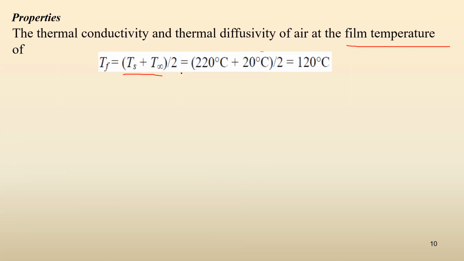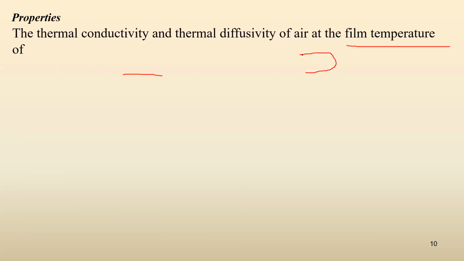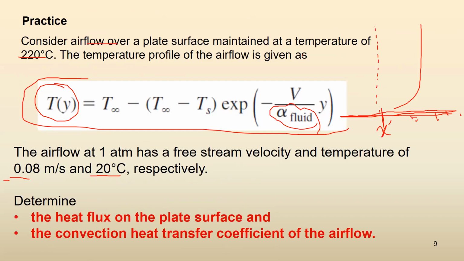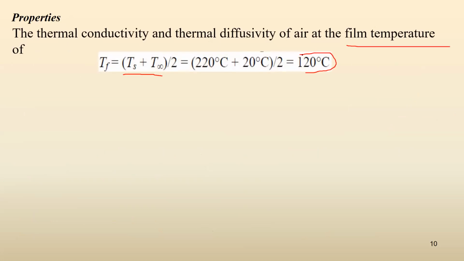Ts plus T infinity over 2, 120 degrees Celsius. At this average temperature, we read the properties. What properties do we need? If you want to use all the equations that we already developed, we need the conductivity of the fluid, not the convection transfer coefficient. I mean, eventually we're going to calculate it. We are asked to calculate it, but we want to read the conductivity and diffusivity of the air at that temperature.